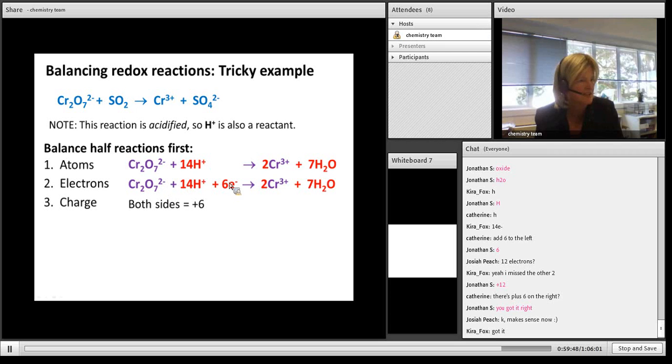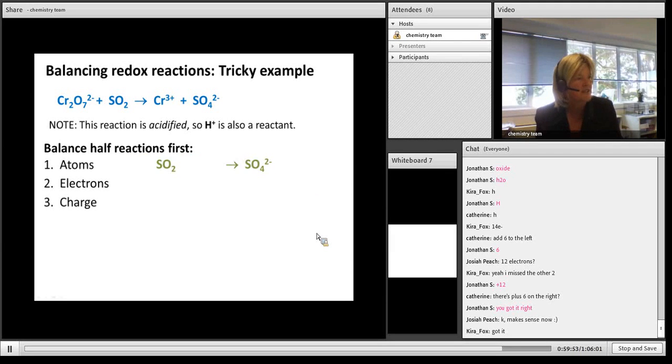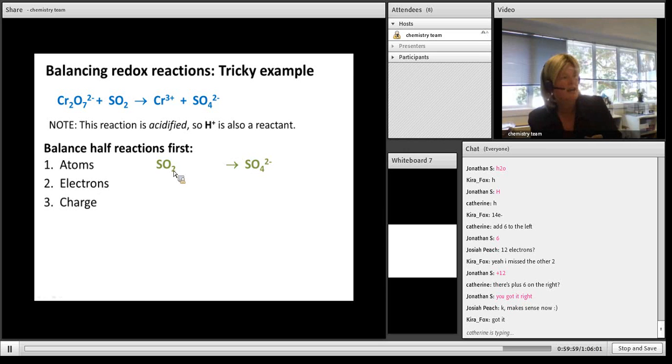Okay, so let's do it again on this side, and then hopefully that'll clear things up. So again, first atoms, sulfur has been balanced, so that's fine, but oxygens have not. So remember, how do I add more oxygens to the left-hand side? Because I'm too short here.